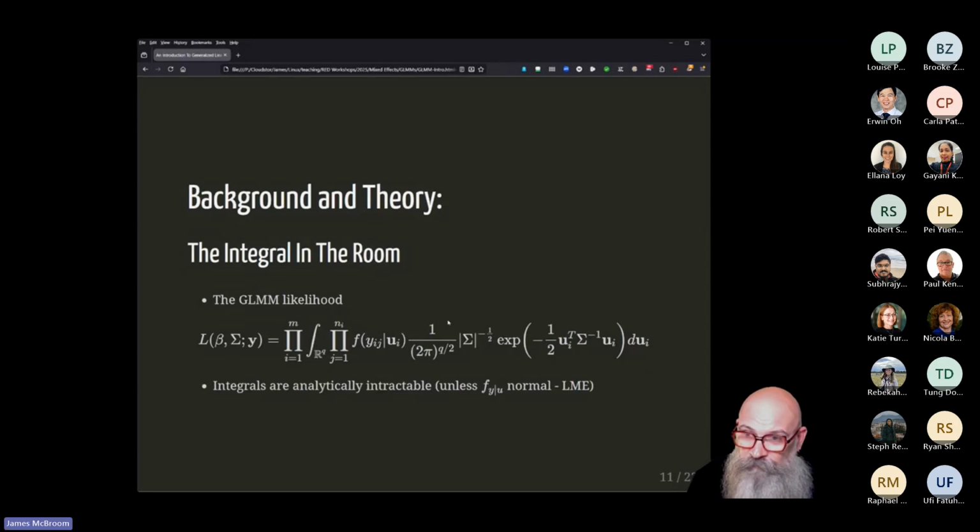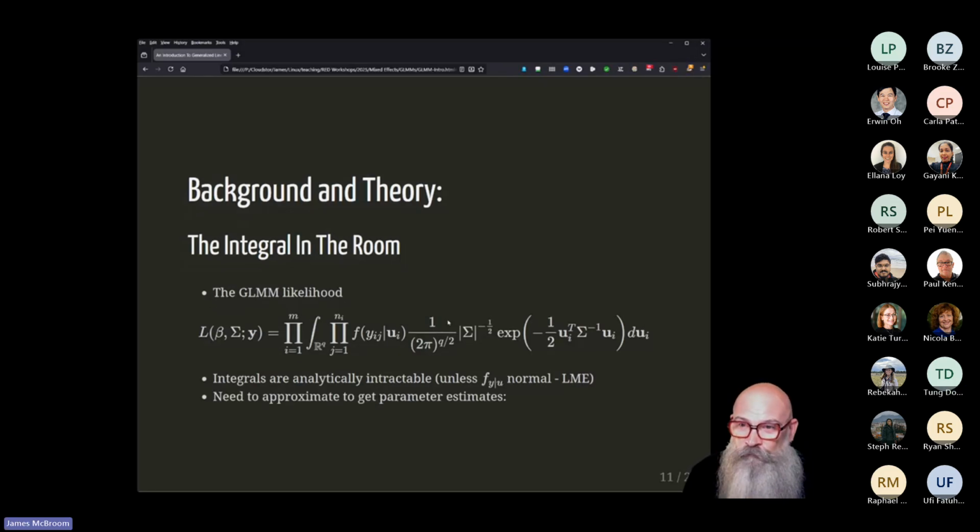Okay. All right. So that's the integral in the room. It's that thing there. It is a bit of an elephant in a way. And like I said, this thing dominated my life for about 4 years, 25 years ago now. As I mentioned, those integrals are analytically intractable. We can't find a closed form solution unless F(y|u) is a normal distribution, in which case we've got the linear mixed effects case. Please go back and see the workshop that I did on that 2 weeks ago.